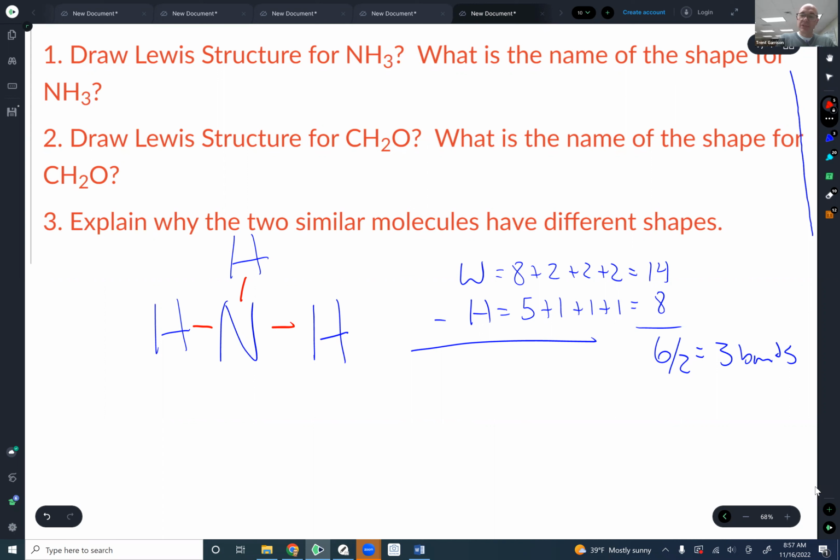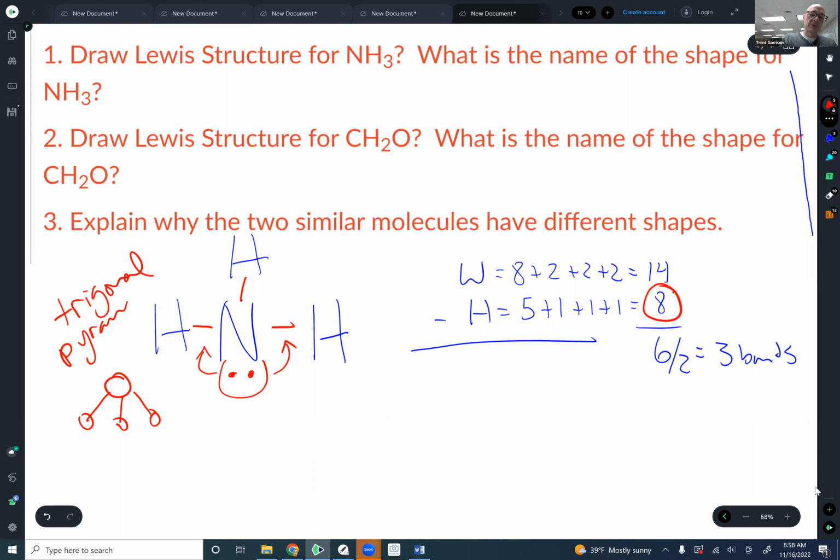And then because I have a total of 8, I actually have 2 left over, but that's good because the nitrogen needed 2 more so that it would have a stable octet. Okay, now what this means is that these 2 extra electrons are going to push on these bonds. They're going to cause repulsion, and that is going to cause it to bend downward. So what we have actually is a trigonal pyramidal shape.